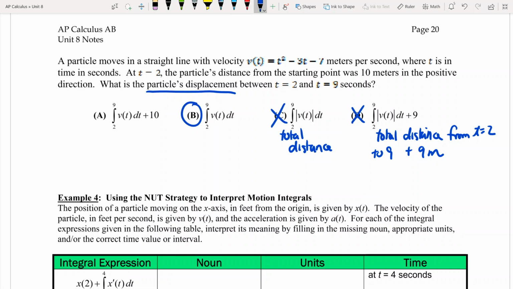That extra 10 is just an extra 10 meters added to the displacement, which doesn't help us. So the displacement from 2 to 9 is going to be just the integral of v of t dt. And if you're not sure on some of these, head back to the page 18 that had all the expressions that are used for these particle motions.